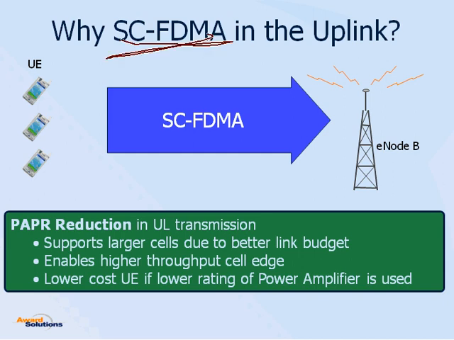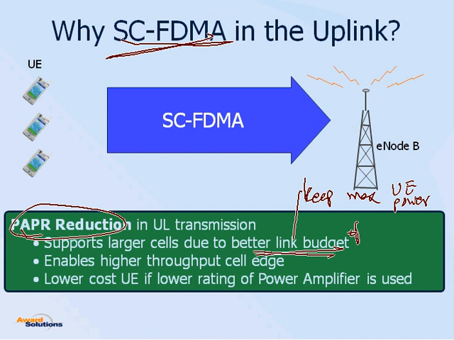We already know why SC-FDMA. Basic idea is it will reduce peak to average power ratio. If you are able to reduce peak to average power ratio, you can exploit that in a couple of ways. For example, you can say that I would keep my maximum power the same, so I will not touch the maximum UE power. If you keep the same maximum power, then you will have better link budget, and then you can support larger cells.